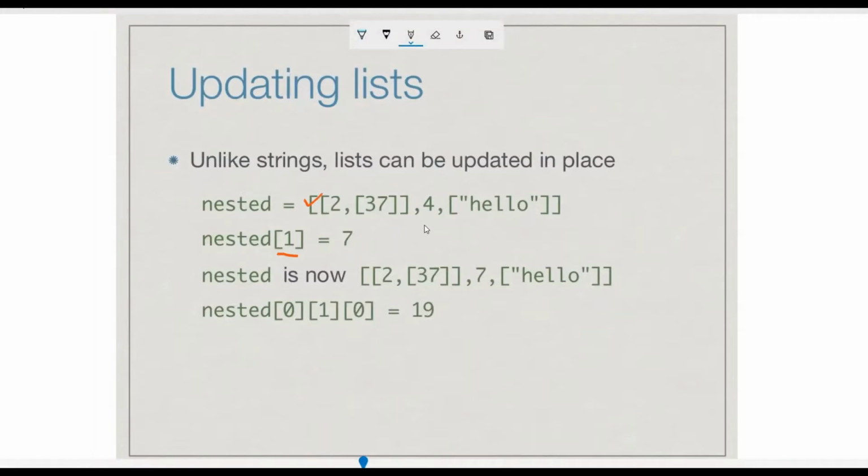And what is the value at index 1 of the list? That is 4. I want to manipulate this value. I don't want 4, I want something else instead of 4. So I simply write nested 1, that is the index value, and modify that value 4 to 7. So what will be my output? My output will be this. You can clearly see that instead of 4, now there is 7.